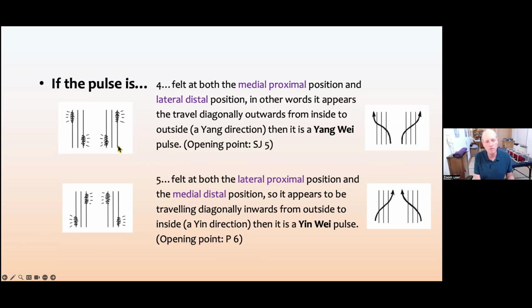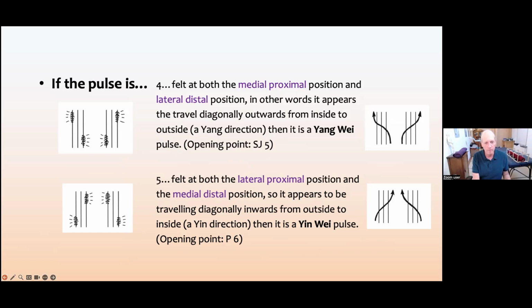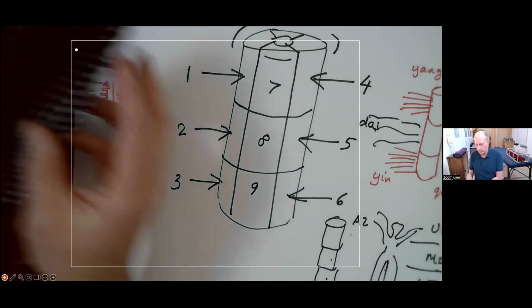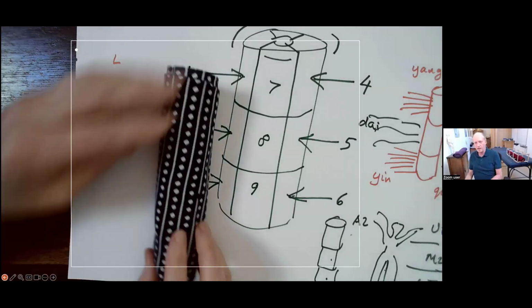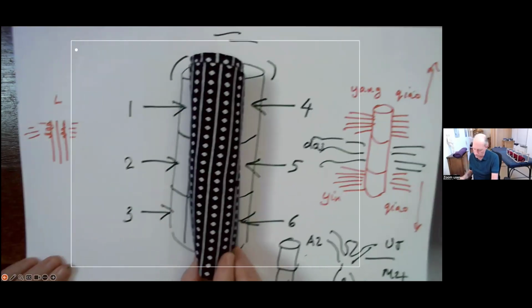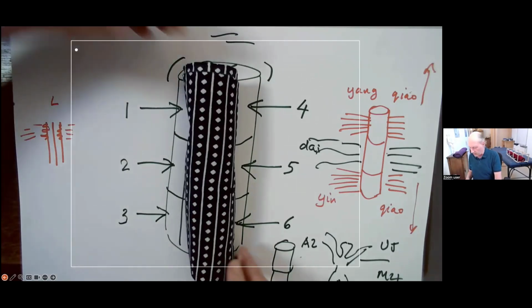So that's for the Yang Wei Mai, and for the Yin Wei Mai, it's going inside. So this movement is extremely cool. So I'll just show you what that looks like again. Okay, so imagine now, that's nearly perfect. That's good. So basically, for the Yang Wei Mai, it goes like this.